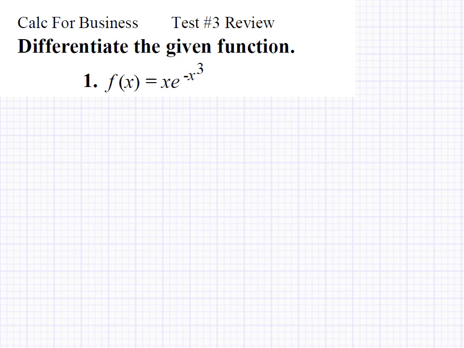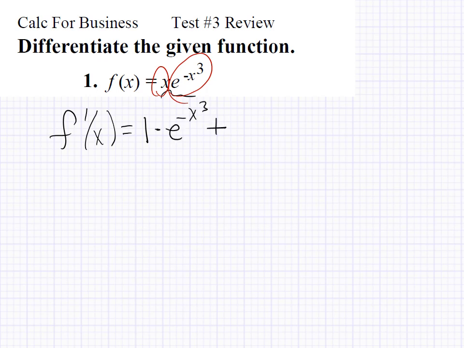This is also a product. So what we're going to be using is the product rule. When I take the derivative, I have two parts here. I have the x and I have the e to the negative x cubed. So you should remember your product rule. I'll take the derivative of the x, which is 1, times the e to the negative x cubed, plus I'm going to take the derivative of the e to the negative x cubed times the x.